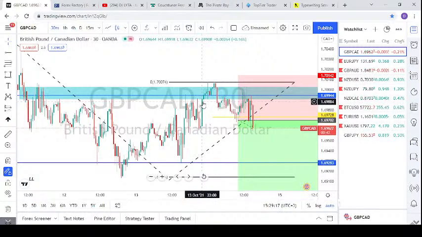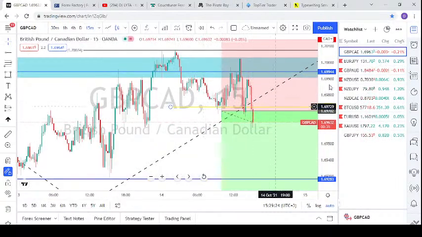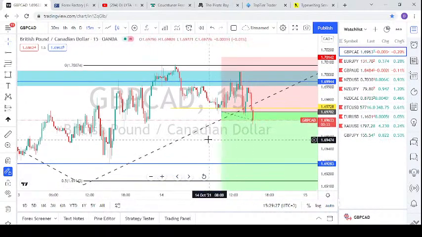Let's see what this price does. Let's see, 40 seconds to go. On the M15 time frame, it's even looking more beautiful. It's a very beautiful position.